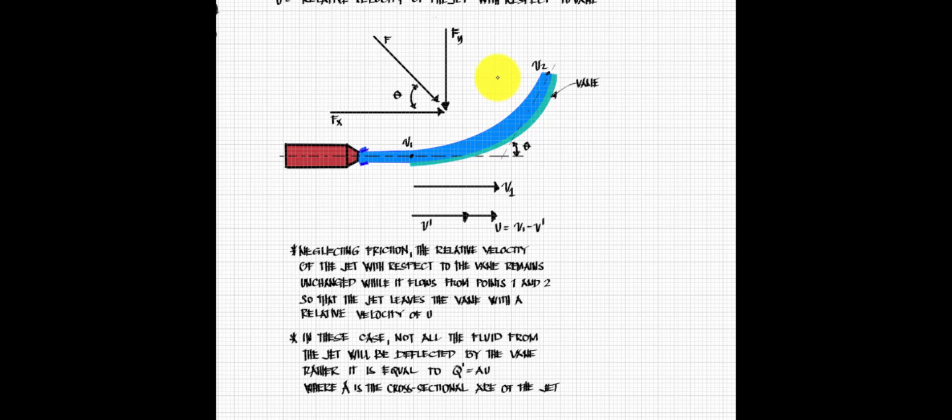Rather than that, it will be equal to your volume flow rate, which is equal to your area times the relative velocity of the jet, where A is the cross-sectional area of the jet, which can be assumed as the size of your jet nozzle. So that cross-sectional area is represented in this equation.